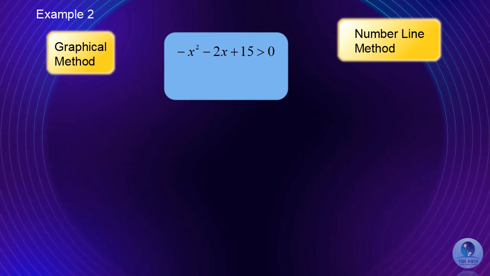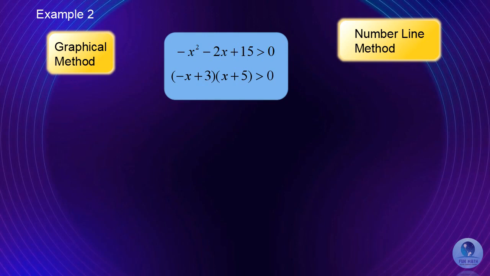Now I will show you the second way of doing this question. Negative x squared minus 2x plus 15 is greater than 0. Factorize this inequality and you get negative x plus 3 multiply x plus 5 is greater than 0.